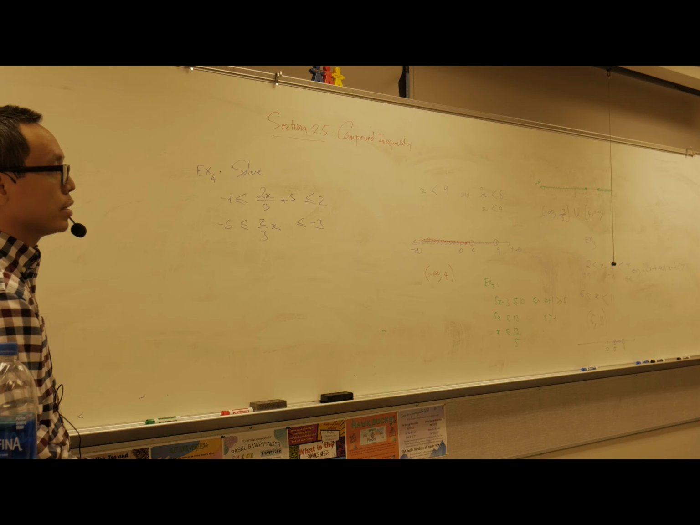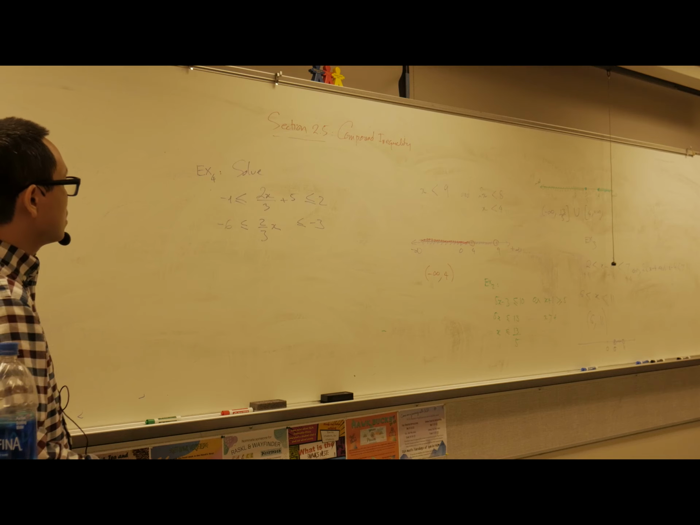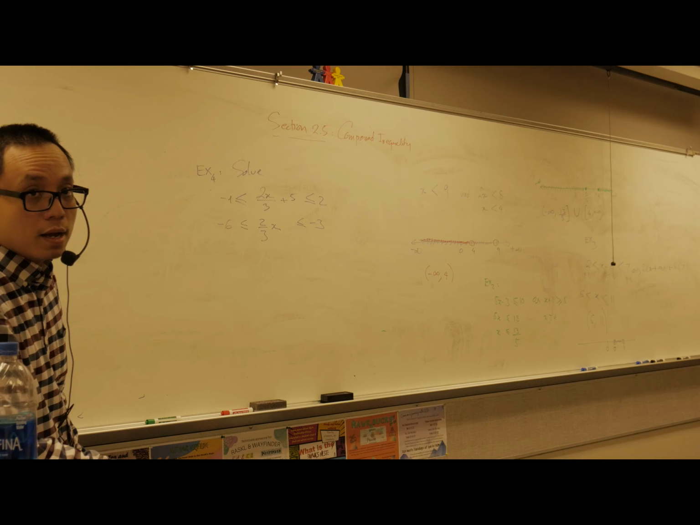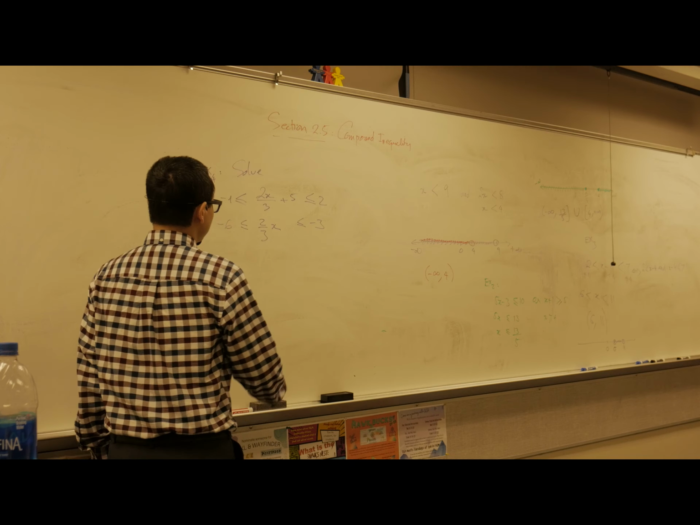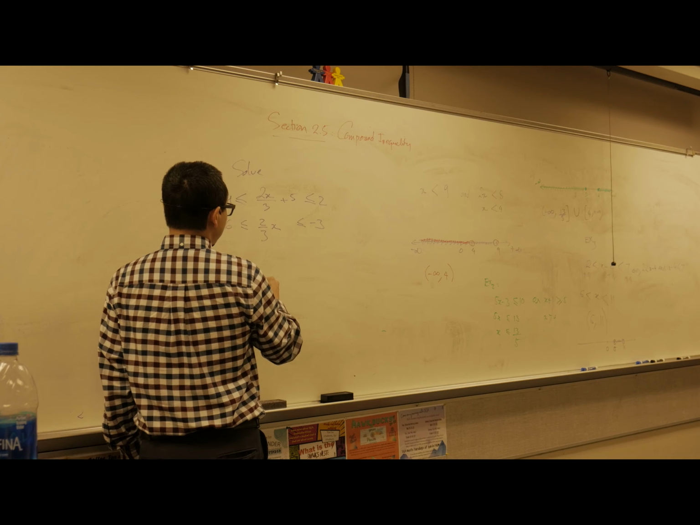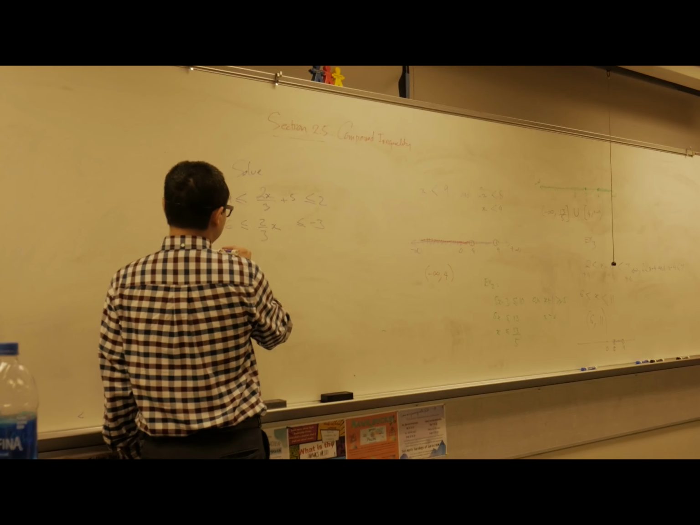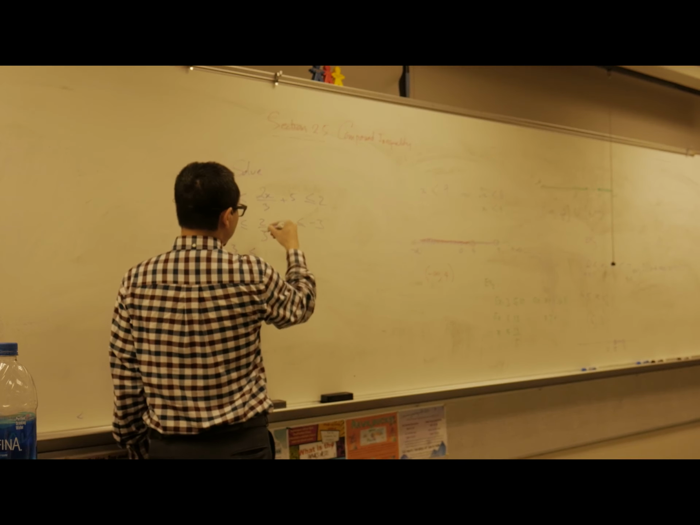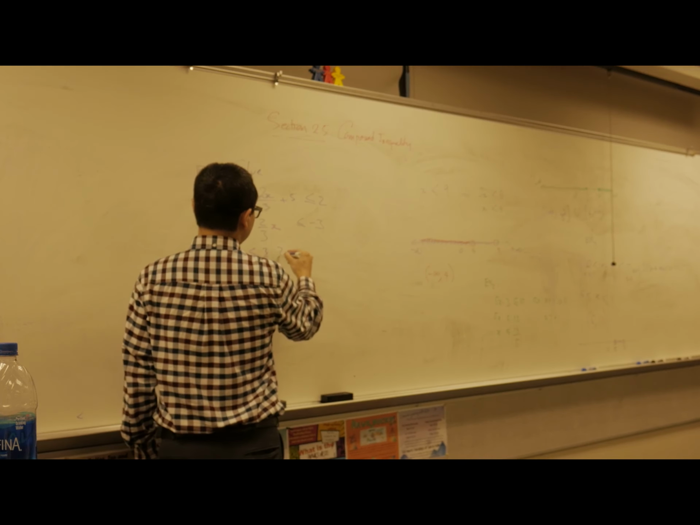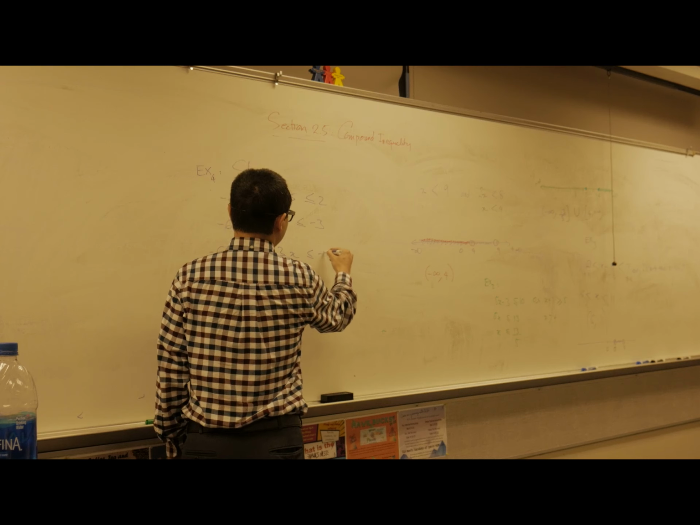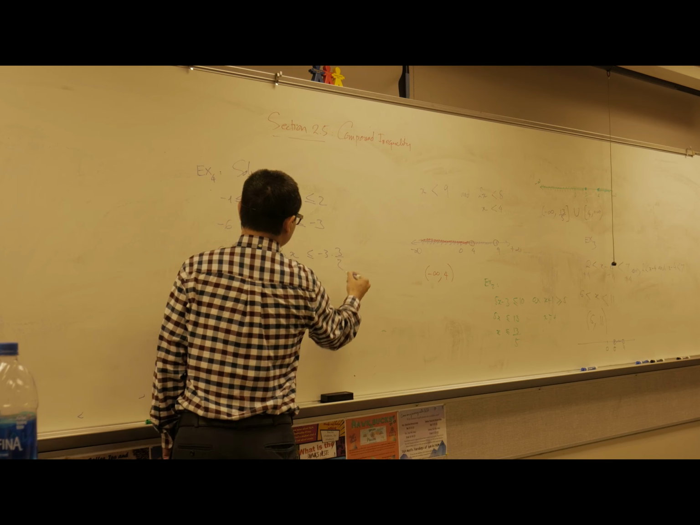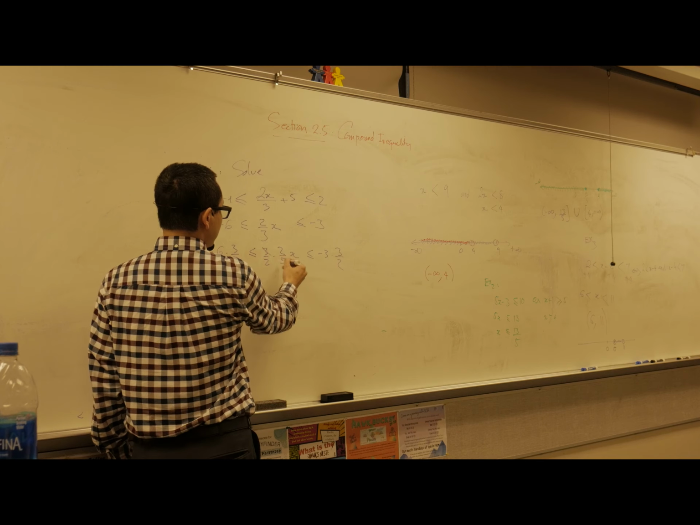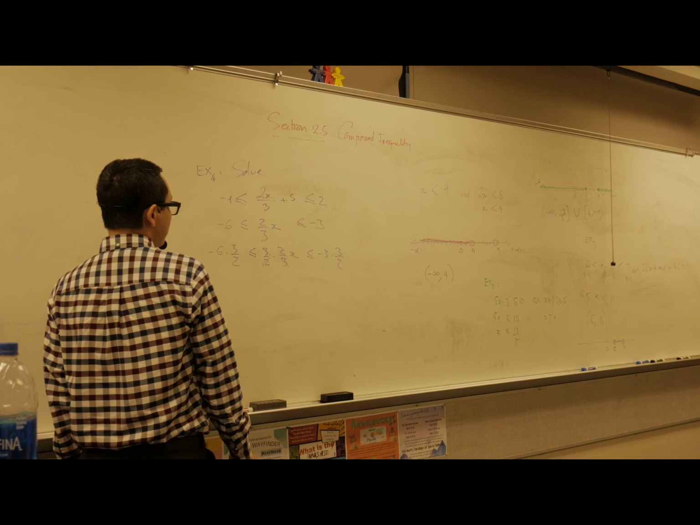Alright, now I want to get rid of 2/3. Multiply by the reciprocal. So you multiply all 3 sides by 3 over 2. Multiply by 3 over 2 here, here, and here. And when you multiply by 3 over 2 here, everything cancels.